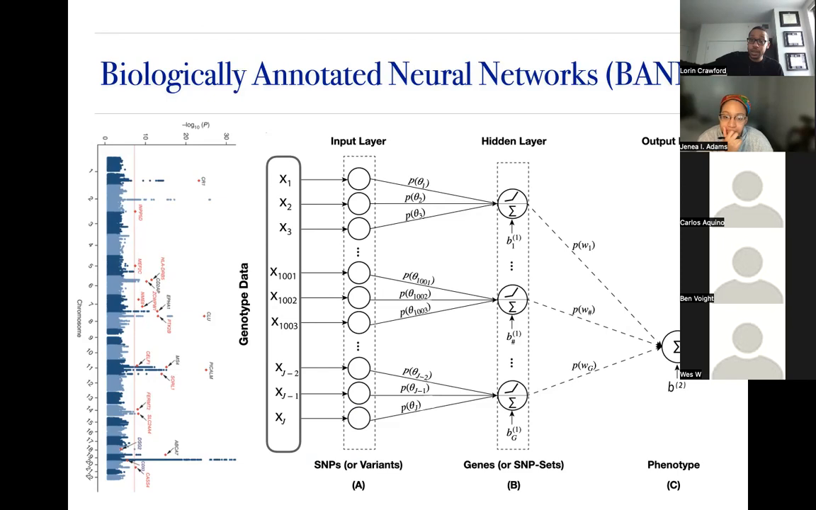My hidden layer is not some random hidden layer anymore. Now my hidden layer neurons are annotated as genes or SNP sets or pathways or proteins, depending on how I did this annotation. And then I can have my hidden layer feed out into my phenotype of interest, or I can go higher in genomic scale if I want to make the model deeper. So that's the idea of biologically annotated neural networks, or BANNs as we call it: using predefined knowledge to limit the way that we want our models to learn these different relationships. BANNs is really simple and really generalizable, actually.